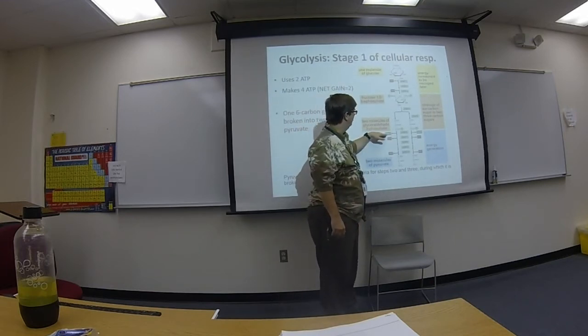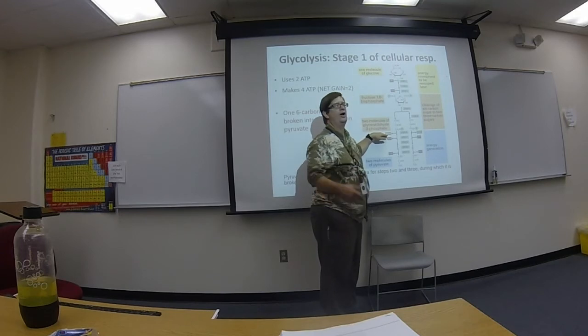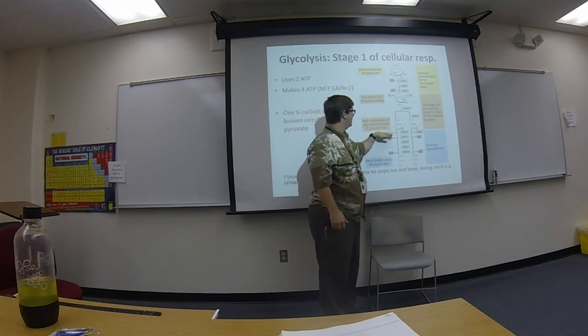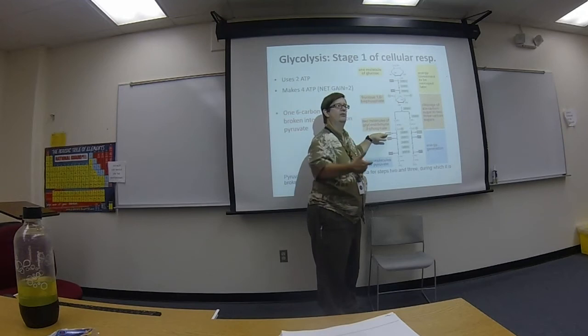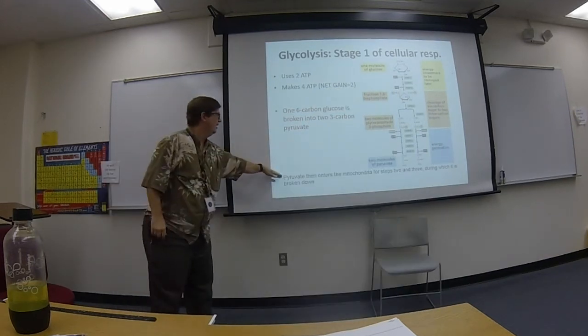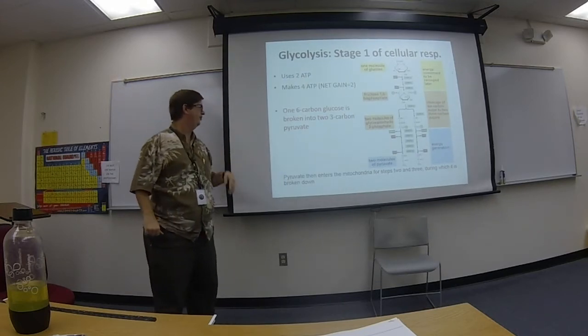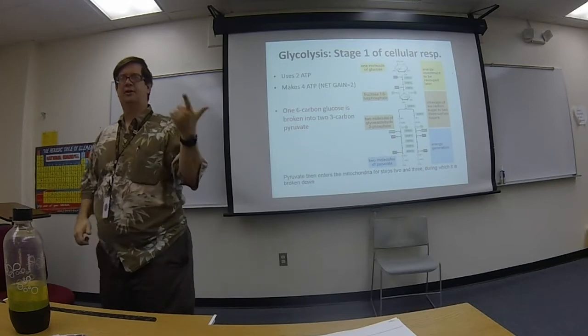And we also make some of these awesome NADHs that carry our high energy electrons. You're only making a little in glycolysis. You're making 2. You make a bunch of these in the Krebs cycle. That's what the Krebs cycle is for. The pyruvate will then enter the mitochondria. We have to convert it first, and then it will go into steps 2 and 3, the Krebs and the electron transport chains.